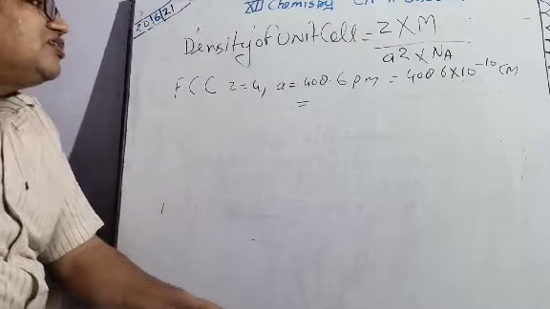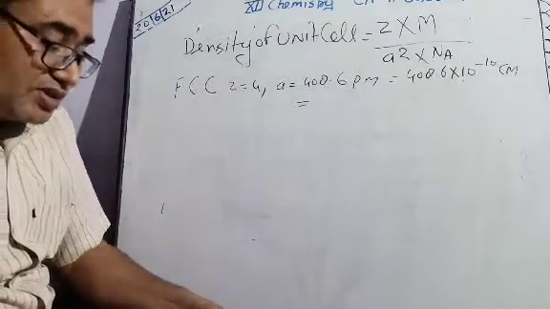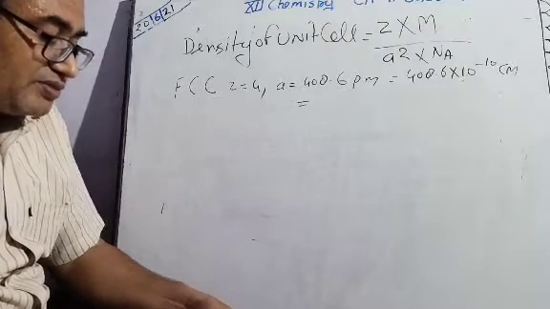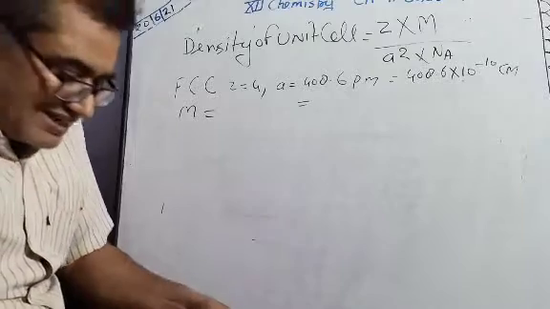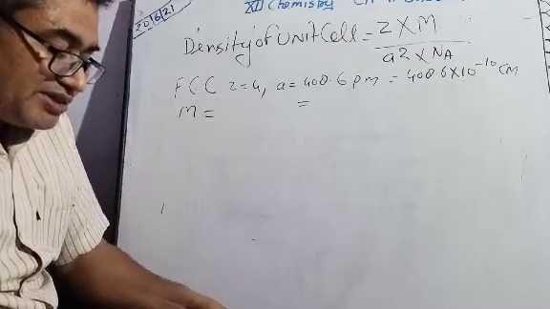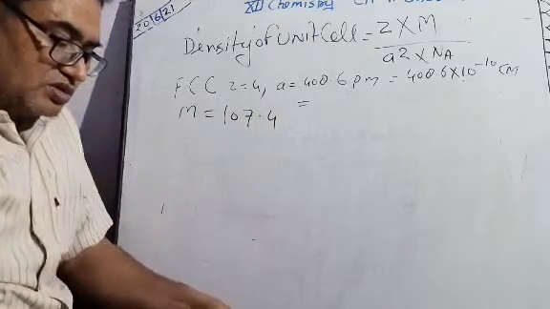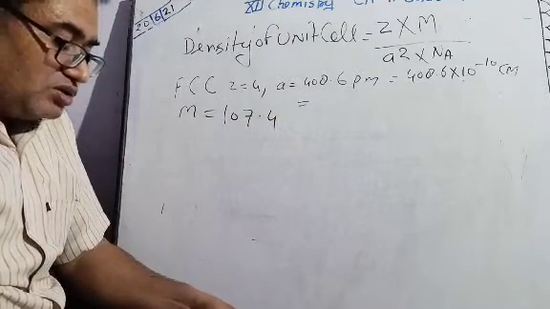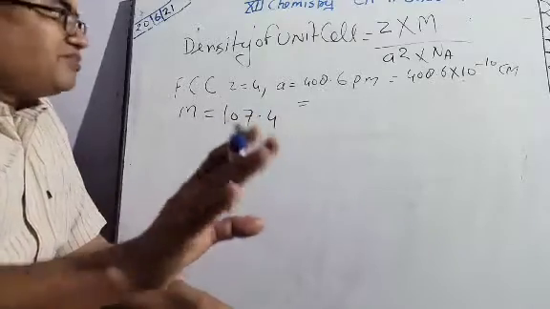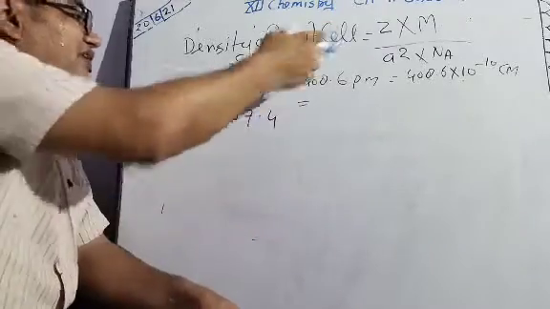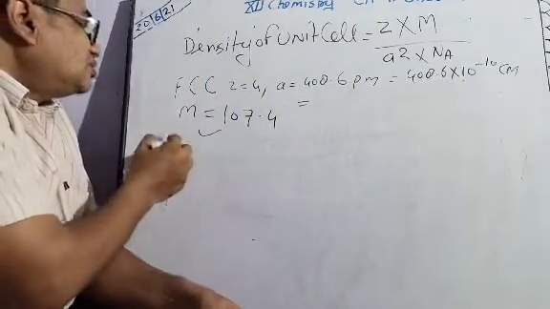Because we are finding out the unit set. Centimeter is a big unit, we can find out, and capital M means the molar mass of the respective substance is given, 107.4. And also the Avogadro number is given. Everyone knows that.